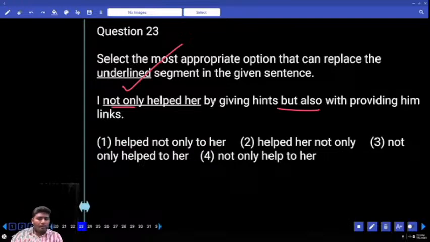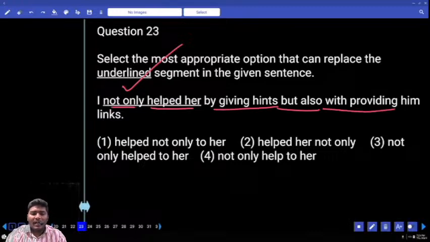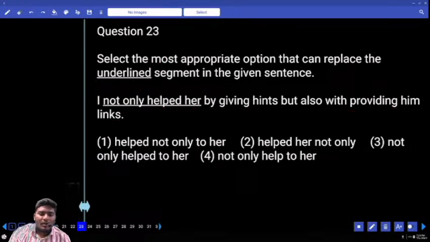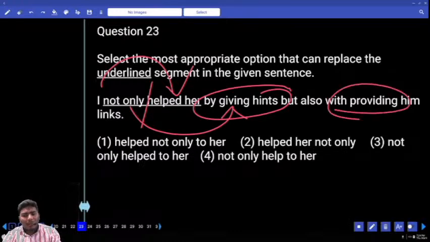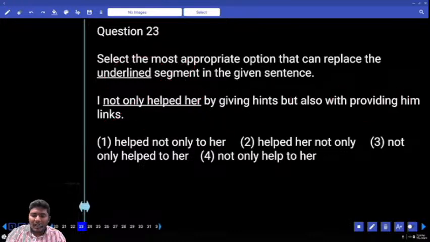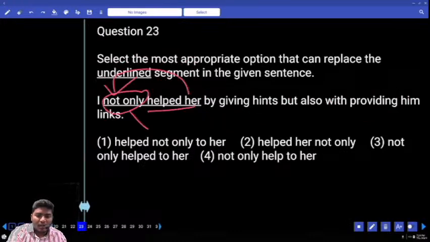Tell me your answer. I not only helped her by giving hints, but also with providing him links. This is a sentence. Tell me your answer. I broke this phrase into two parts. One is not only, another one is helped her. Can you tell me now? Look at this. I helped her what? Not only by giving hints, but also by providing him links. That means helping her must be in the first place and not only must be in the second place.